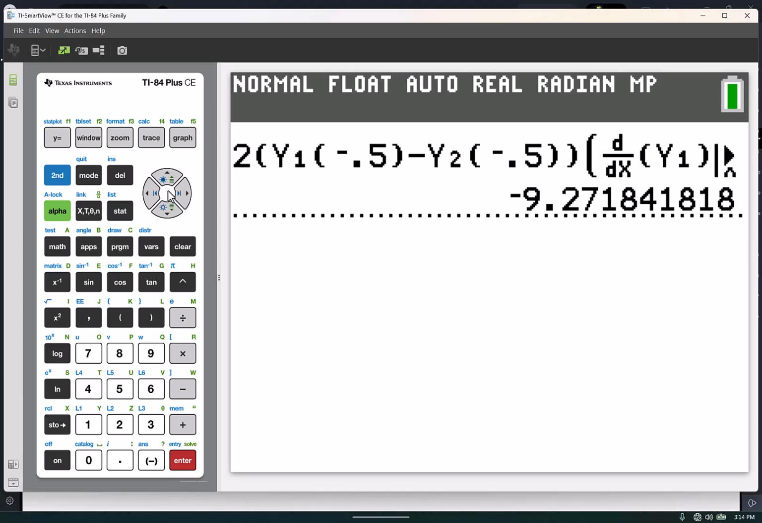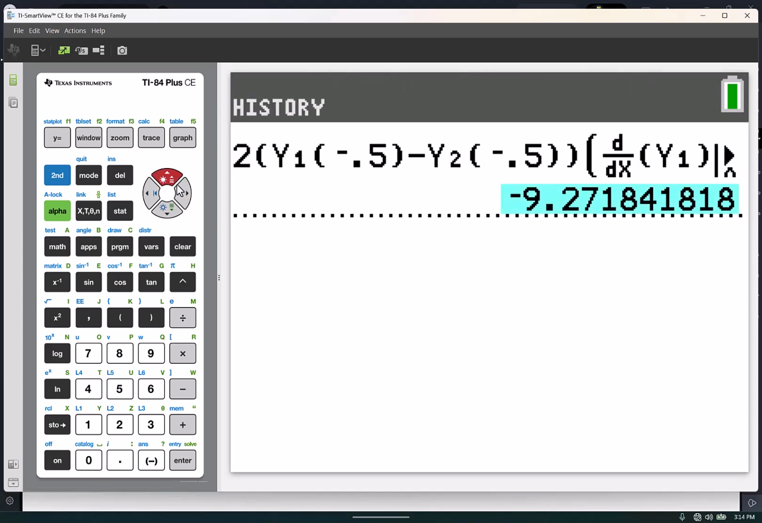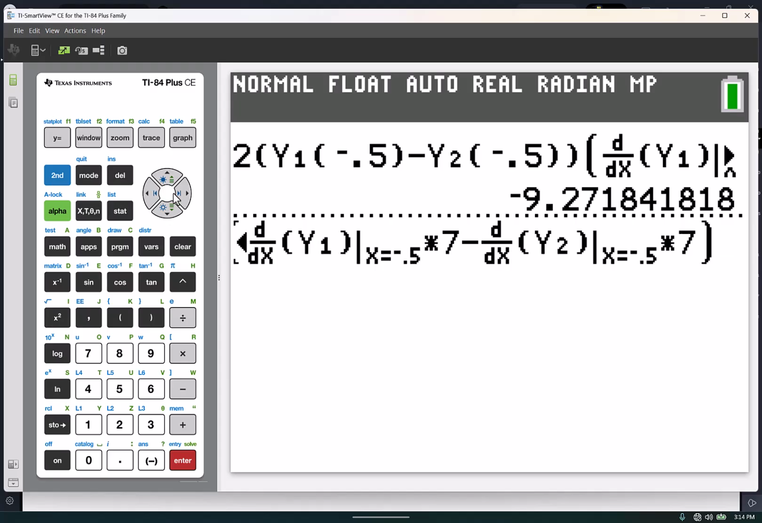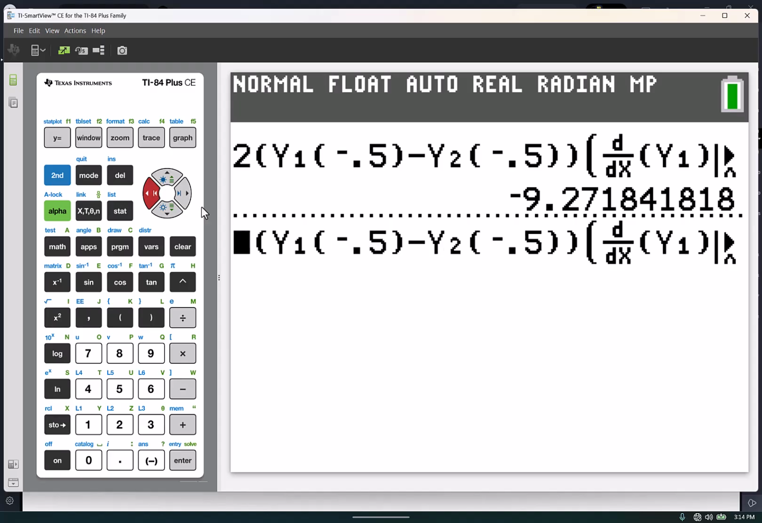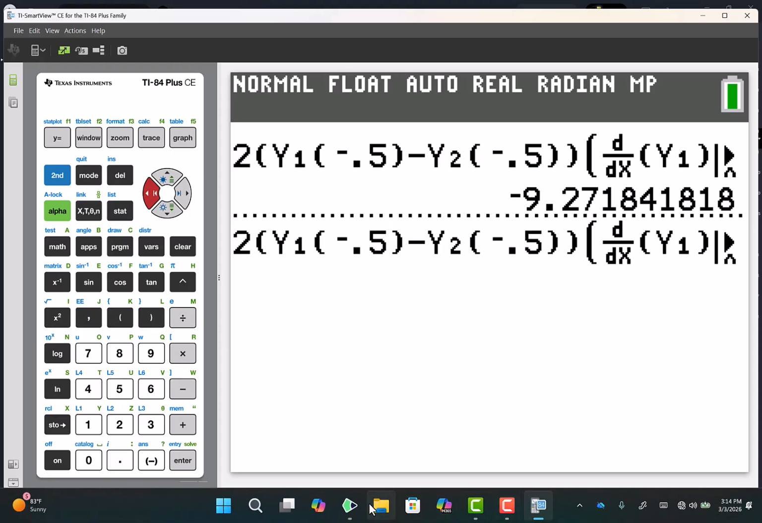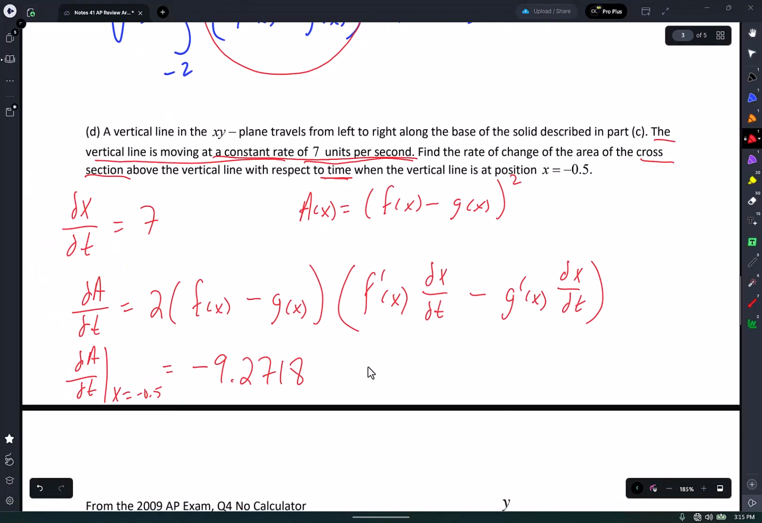You want me to scroll right? I'll push enter and I'll scroll right. There it is. You guys see what's going on? I know. There it is.